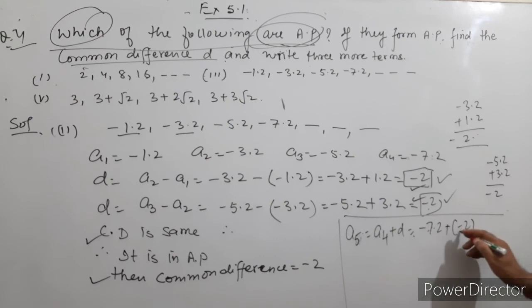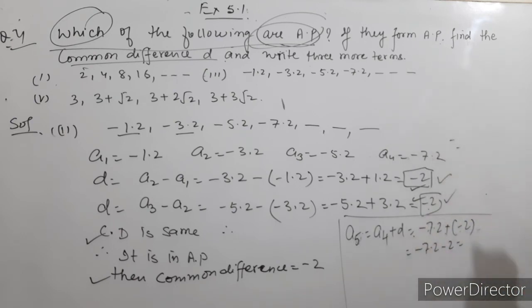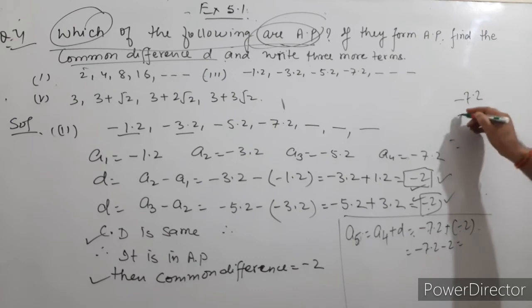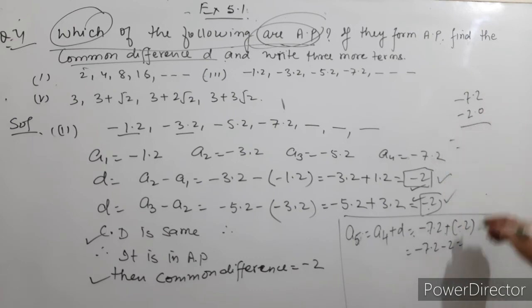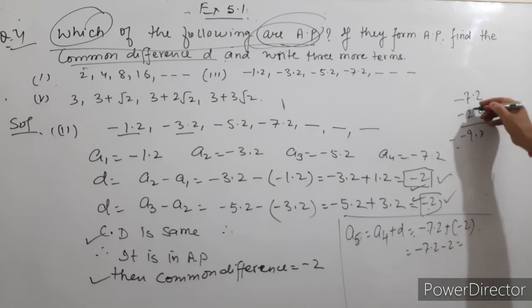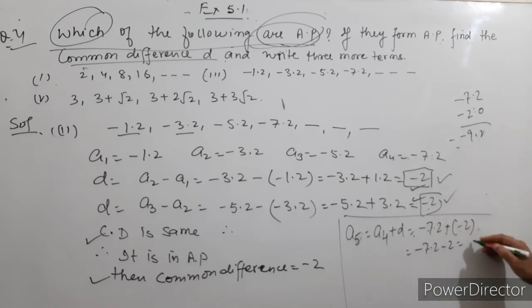Minus 2. And this is minus plus minus, minus. Minus 7.2 minus 2. Here you have to add. Minus 7.2 minus 2.0. So what is your answer? Minus 9.2. Since there is nothing after the point, we will write 0.